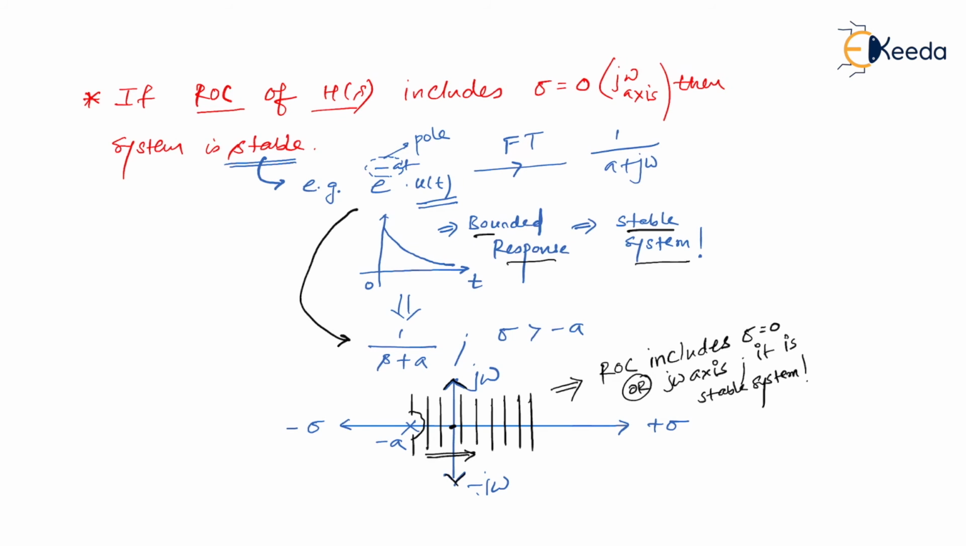So now I'll give you one more example. Let us have this example, that is e to the power minus at u of minus t. So tell me, what is the Laplace transform for this? We know that for e to the power minus at, the Laplace transform is 1 upon s plus a. Since it is multiplied with u of minus t, I would say negative of this.